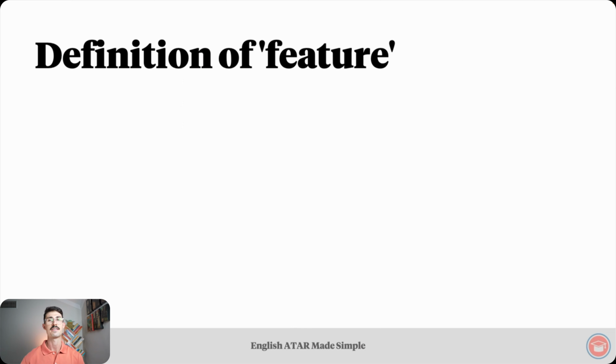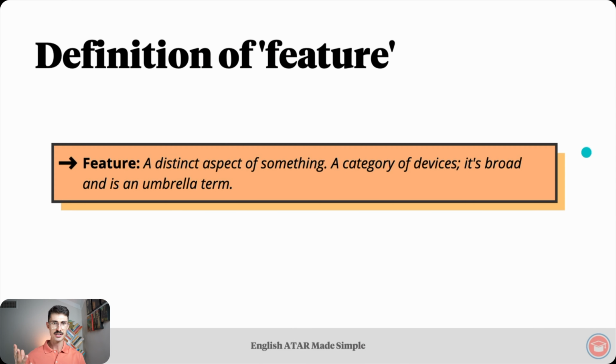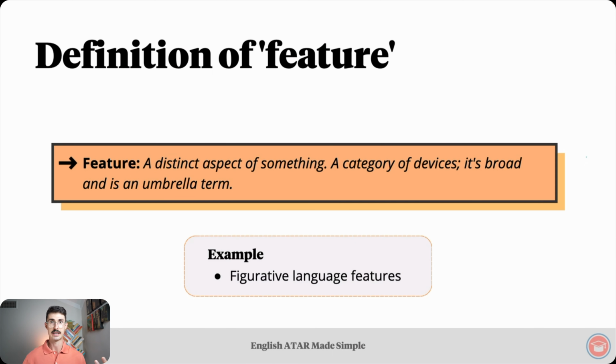Starting off with the definition of feature. A feature is a distinct aspect of something. It's a category of devices. It's broad and it's an umbrella term. Here's an example: figurative language features. As you might know, figurative language features is an umbrella term and it includes things like similes and metaphors.